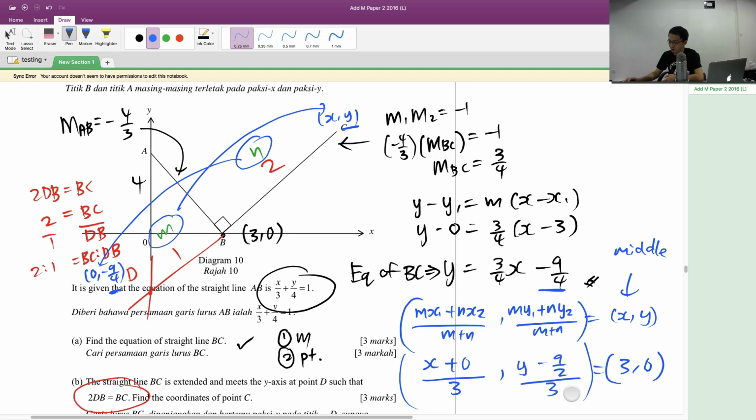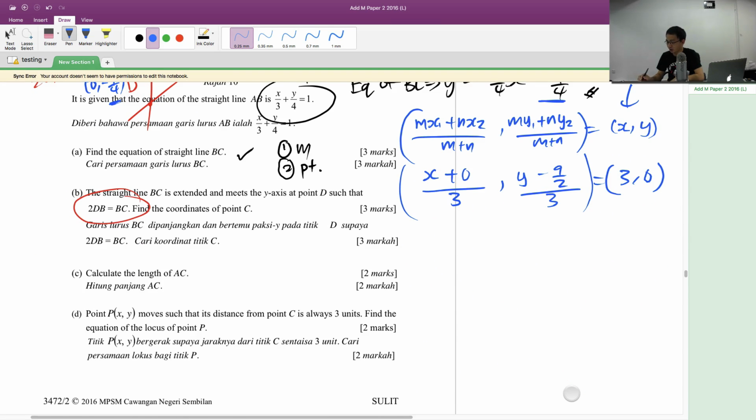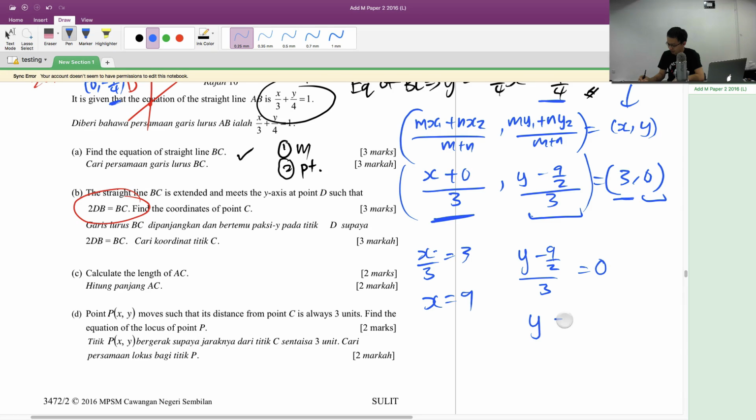Then we just need to solve this equation. Then we can get coordinate C, because X and Y is coordinate C. So X over 3 equals 3. So X equals 9. Then Y minus 9 over 2, over 3, equals 0. Y equals 9 over 2, because 3 you move to this side, multiply 0 is just 0. So therefore, coordinate C is (9, 9 over 2). This is how we get the coordinates. Well, this question is really long, longer than what I expect.